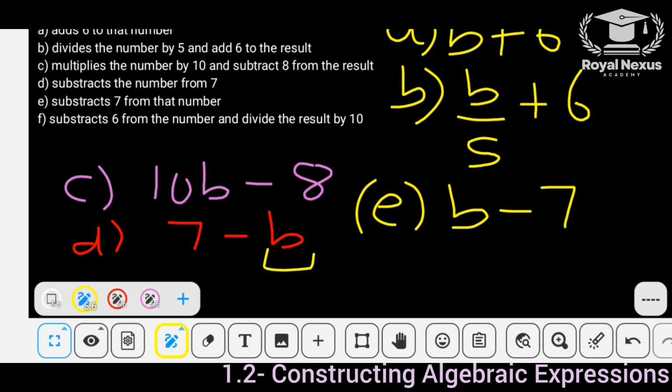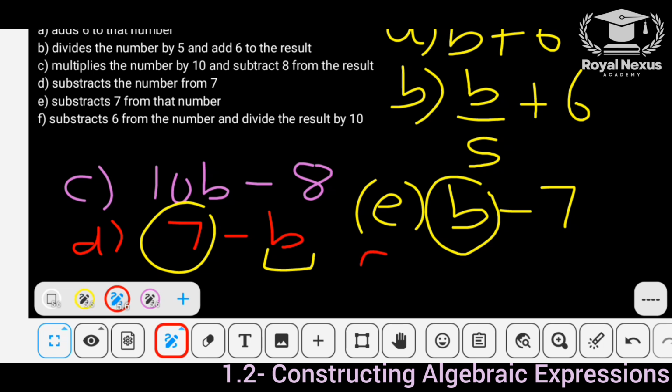So that's a basically complicated part where students tend to make errors, because see, whatever number is written after "from", that number will always come first. So this is a short tip, or you could say trick, to construct algebraic expressions. Whatever number is after "from", just write that number first and the remaining number after it. So in part D it says subtract the number from 7, so we write 7 first and then we write b. And similarly in part E it states subtract 7 from that number. So that number is after "from", so we write it before 7.